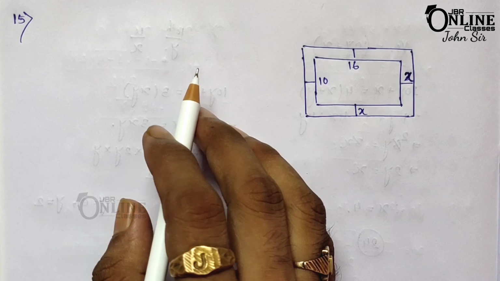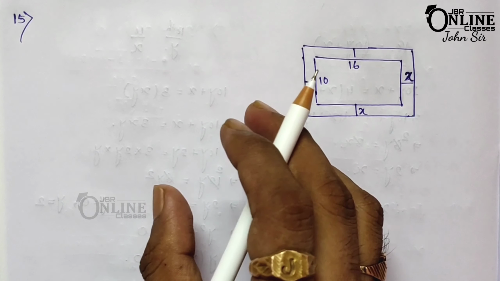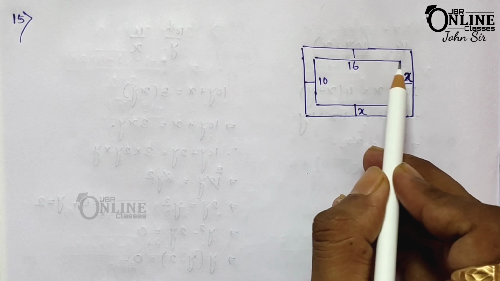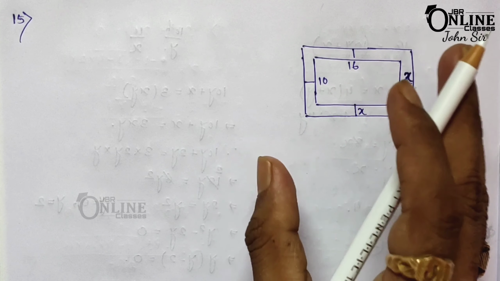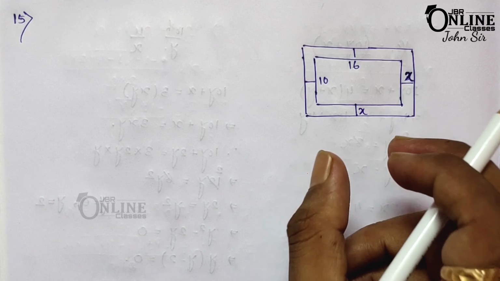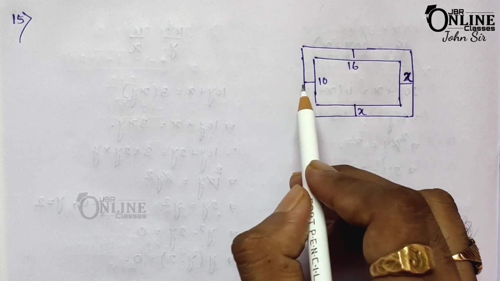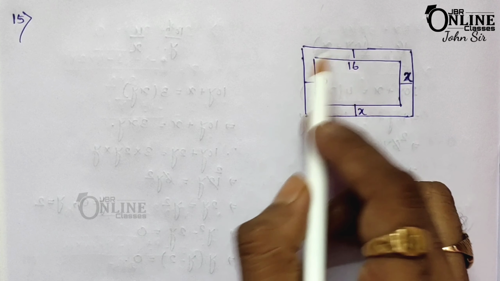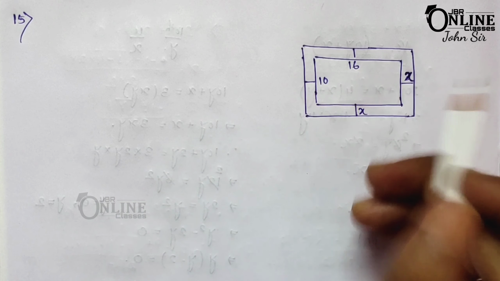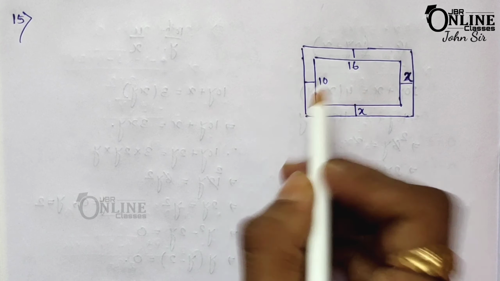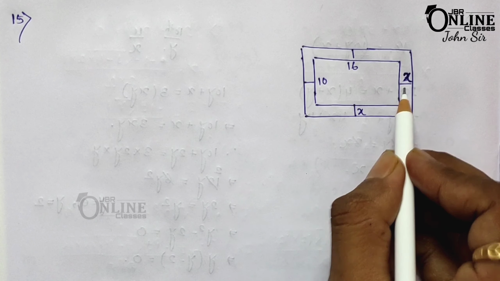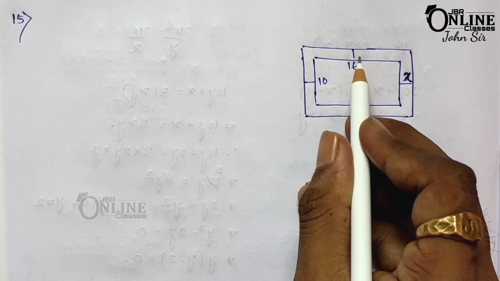Now sum number 15. In sum number 15, a rectangular garden 10 meter by 16 meter, that means here length equal to 16 and breadth equal to 10, is surrounded by a concrete walk of uniform width. That means here the broadness of the walk will be same on each and every side. So first let the width of the uniform walk equal to x meter. So this one x meter, this one also x, here also x, here also x.